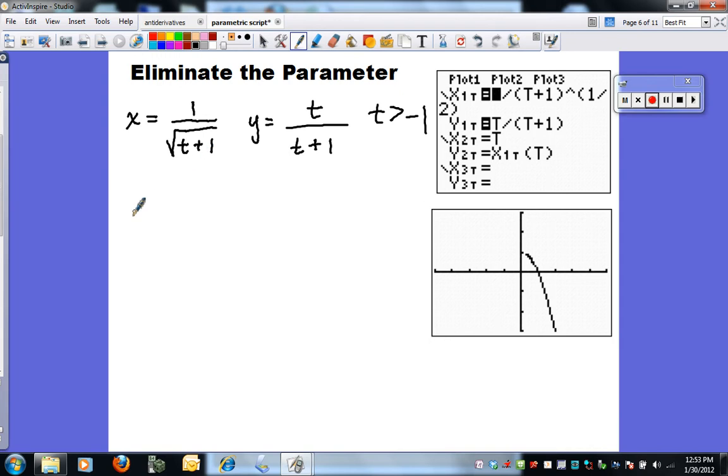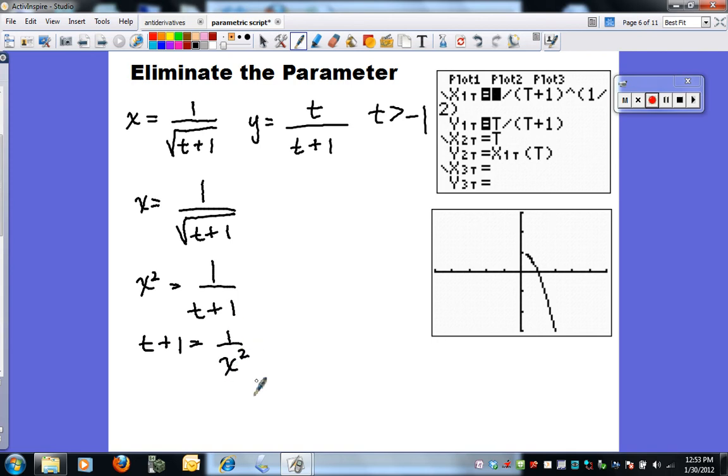So the first thing I'm going to do is look at this one, and I'm going to square both sides to get rid of this radical here. So I'm going to get x squared equals 1 over t plus 1. And then the long of it is multiply both sides by t plus 1, and then divide by x squared. When I do that, I end up with t plus 1 equals 1 over x squared. And then solve for t. We're just going to get t is 1 over x squared minus 1.